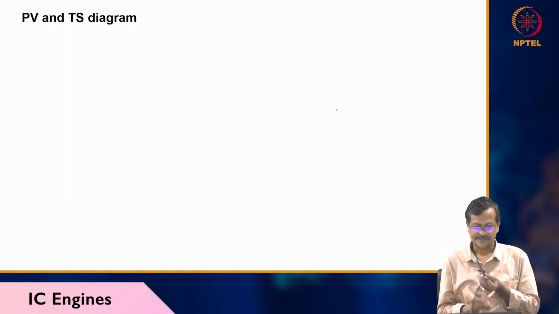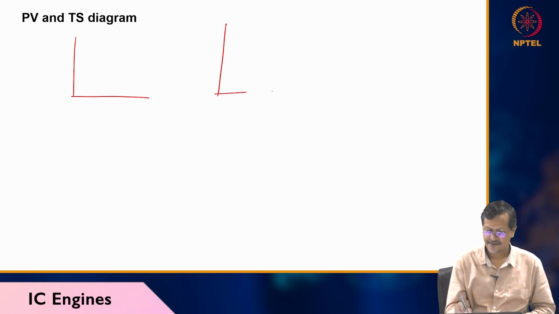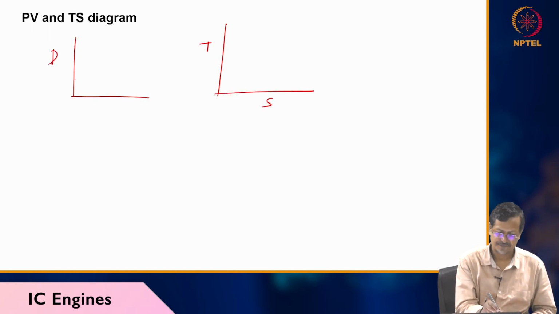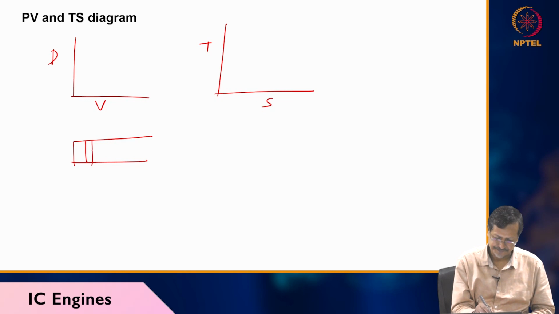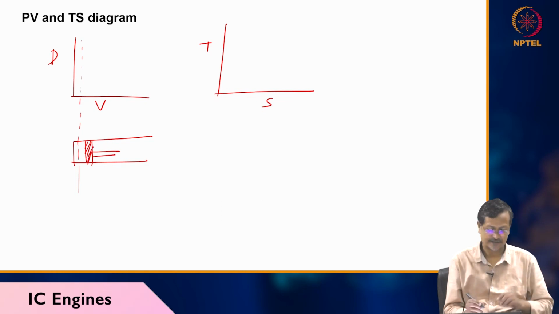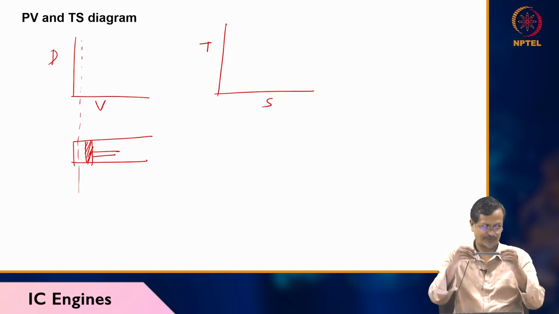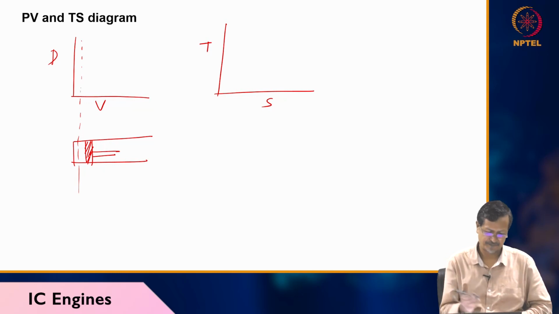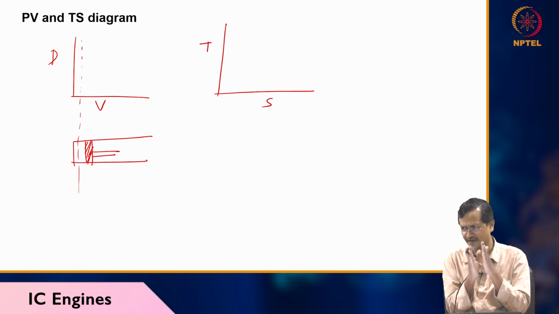Okay, now I'll draw the PV diagram, pressure and volume, and the TS diagram, temperature and entropy. So I'll be drawing one piston cylinder arrangement here again. I'm not drawing all the connecting rod and casing, I'm just turning the vertical piston to horizontal so that I can draw the PV diagram properly. And the piston will not move up to the end, it will keep a certain gap because of mechanical reasons.